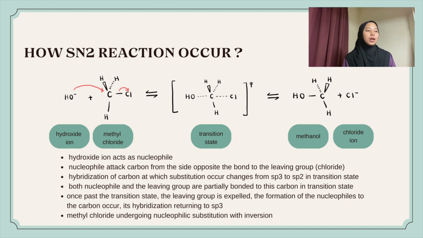Once past the transition state, the leaving group departs as well, and the bond between the nucleophile and the carbon forms. So the hybridization returns to sp3. At the end, the substrate is inverted, as it undergoes nucleophilic substitution with inversion.